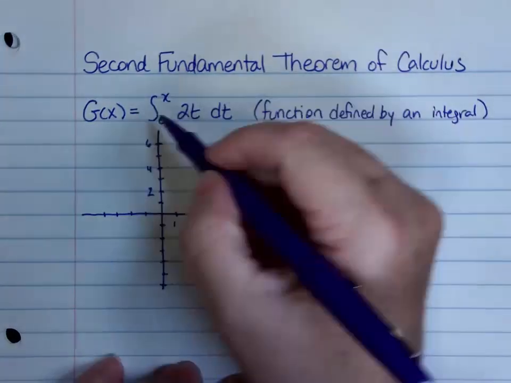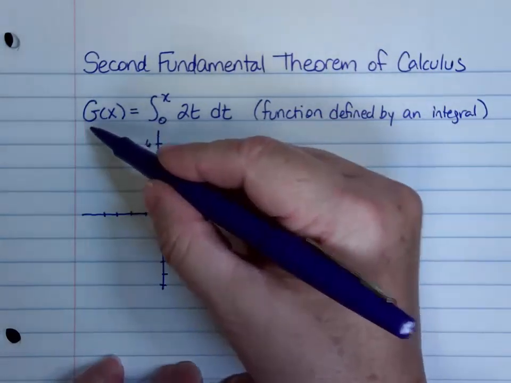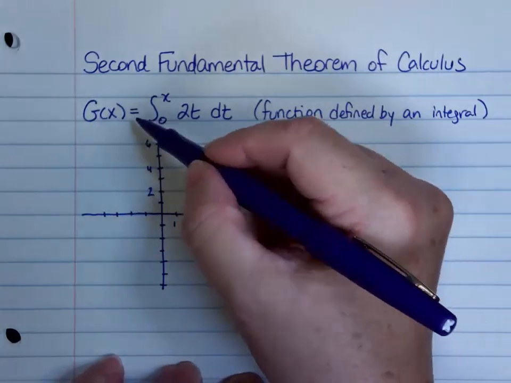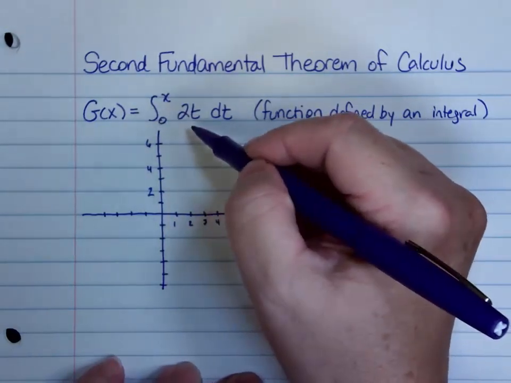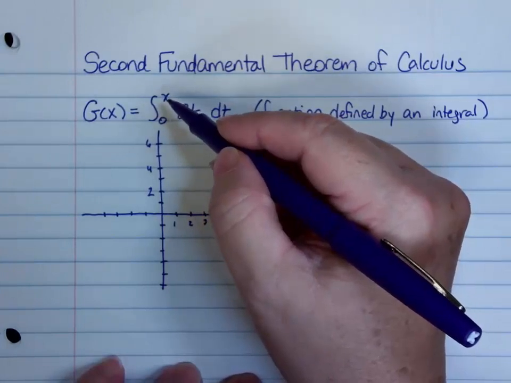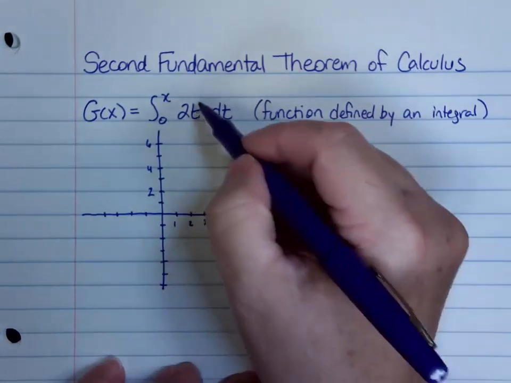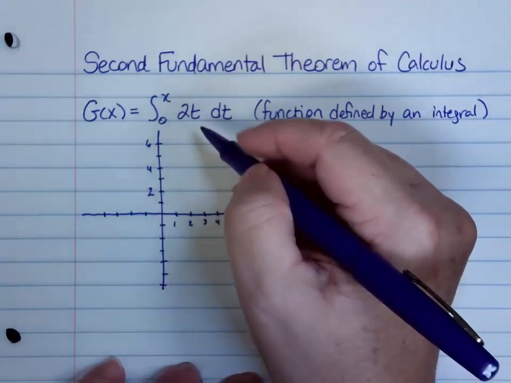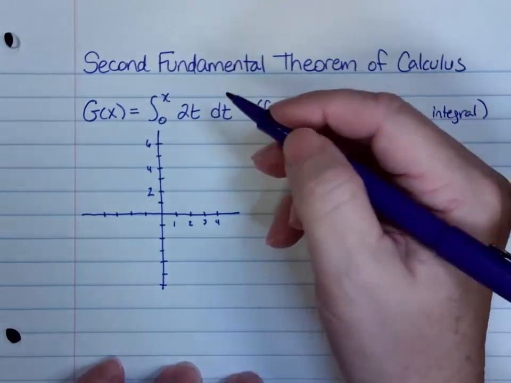Okay. Now, let me read this to you in a little more simple English. The function g is defined as the area under 2t from 0 to whatever x value I choose. So the y value is found by finding area. Now, let's talk about this 2t. It has to just be a different letter than x. I chose t. That's the one that's most commonly chosen.